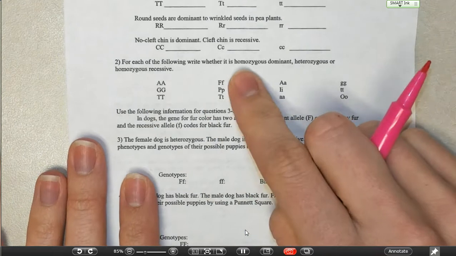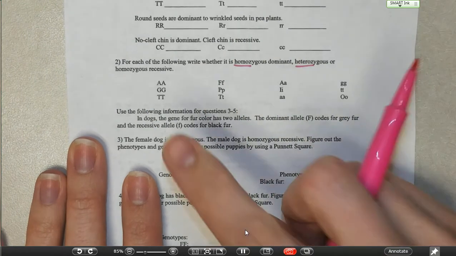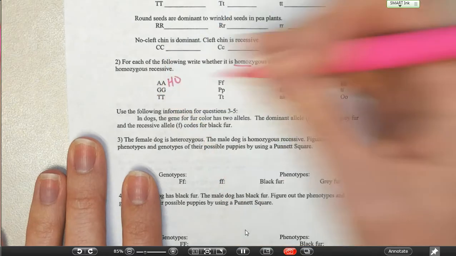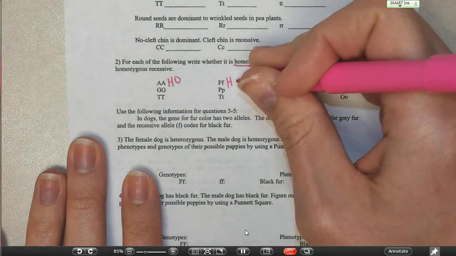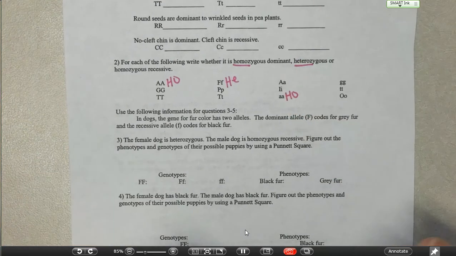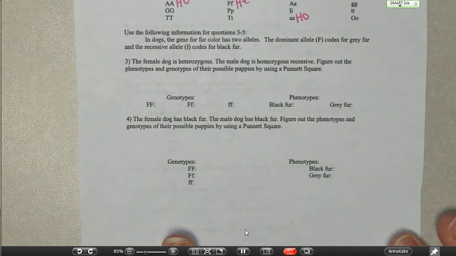Over here, we're looking at homozygous. Remember, homo means same, hetero means different, and it's asking for you to tell me which one is which. So if we have our same letters, that would be homozygous. A big and a little would be heterozygous, and even if there's two littles, that would also be homozygous. I know those are pretty simple, so we're going to move on pretty quickly here.